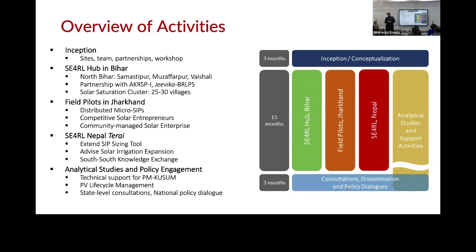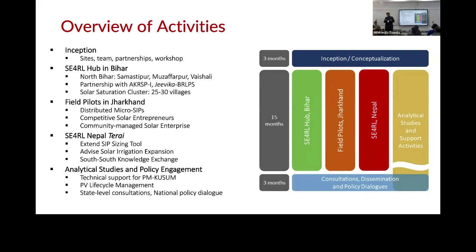So we'll work in a cluster of 25 or 30 villages with our partners, AKRSP, and Jivika, which is a government partner. It's the Bihar Rural Livelihood Program. It's a World Bank funded program, which is focused on women-led growth. And they've created a lot of self-help groups, which are women-led. And we are going to try and work with these self-help groups in Bihar.